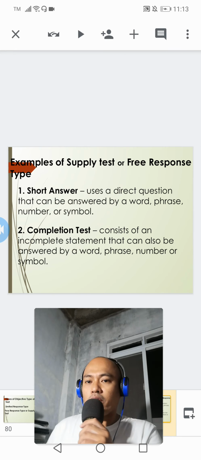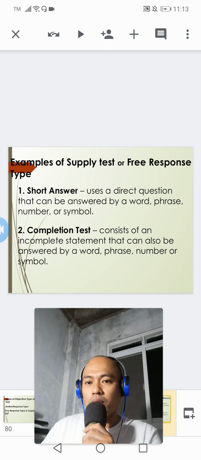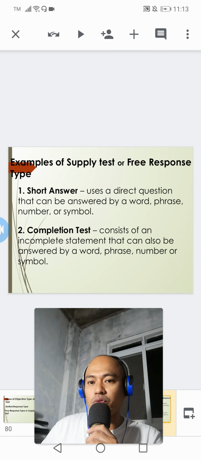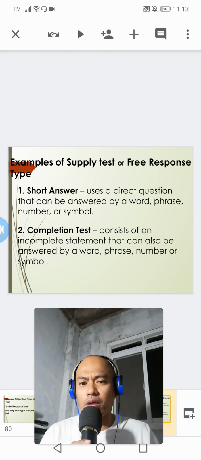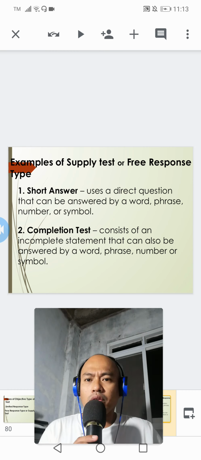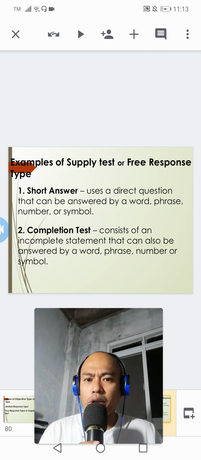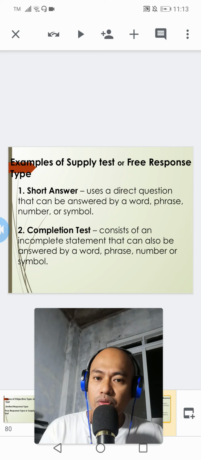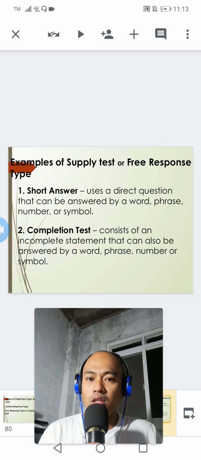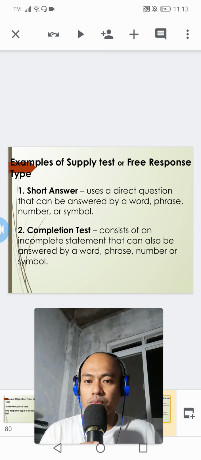For the free response type, as we said a while back, we can have short answer type of test or what we call completion type of test. So when we differentiate the two, under short answer, it uses a direct question that can be answered by a word, phrase, number, or symbol. While the completion type of test consists of an incomplete statement that can also be answered by a word, phrase, number, or symbol. Okay?